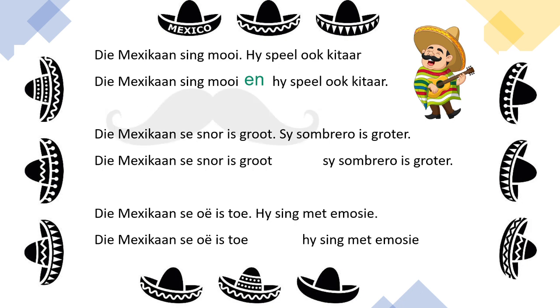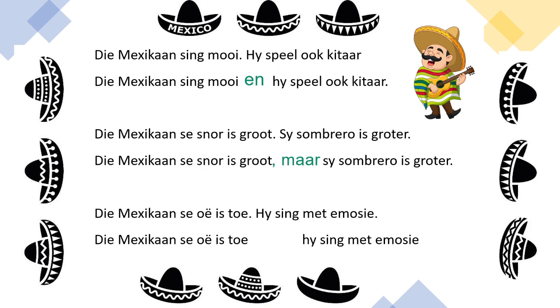Die Mexicaan se snor is groot. Sy sombrero is groter. Die Mexicaan se snor is groot, maar, remember the comma before maar, sy sombrero is groter. So there you're going to put a maar in, and remember your comma before the maar.